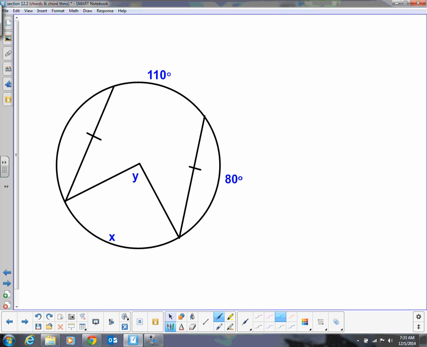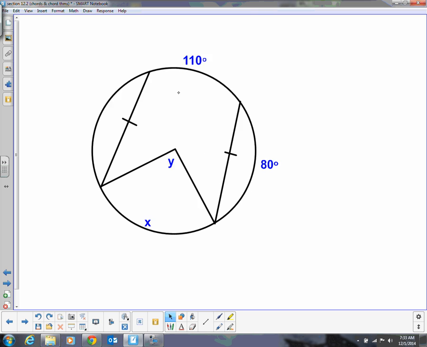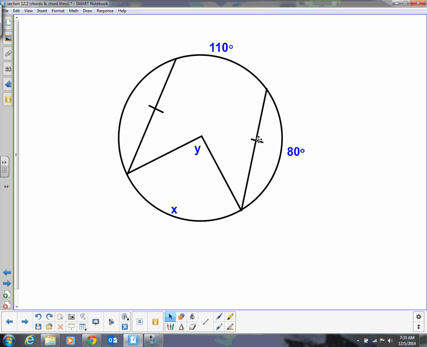All right, so let's look at this picture. What does this tell us? What are those? Congruent what? Chords. What do congruent chords have? Equal arcs. What is this arc? So what must this arc be? 80. If this arc is 80 and this arc is 110 and this arc is 80, what's x?